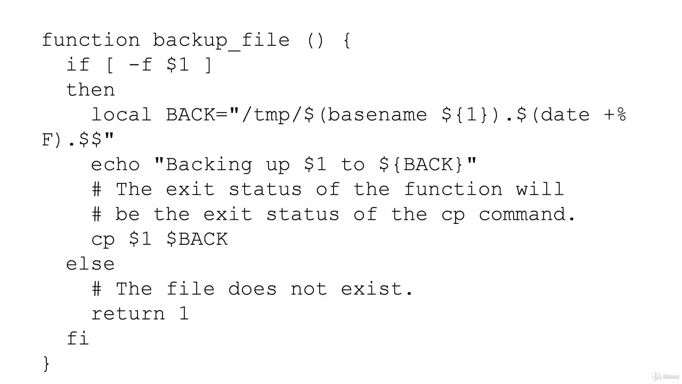One thing we can do is change the if statement to an if-else statement. If the file exists, let the exit status of the function be the exit status of the cp command. If the cp command returns a non-zero code, then our function really has also failed. If we know for a fact that the file doesn't exist, then we can use the else clause to explicitly return a non-zero exit status back to our main script. We can also use the local keyword to make the back variable local to this script.